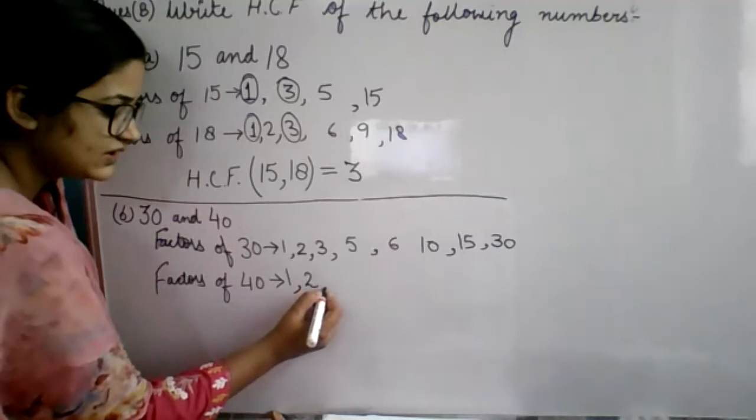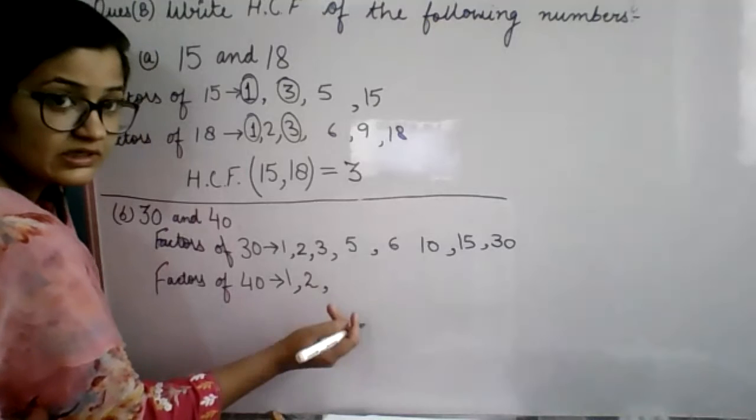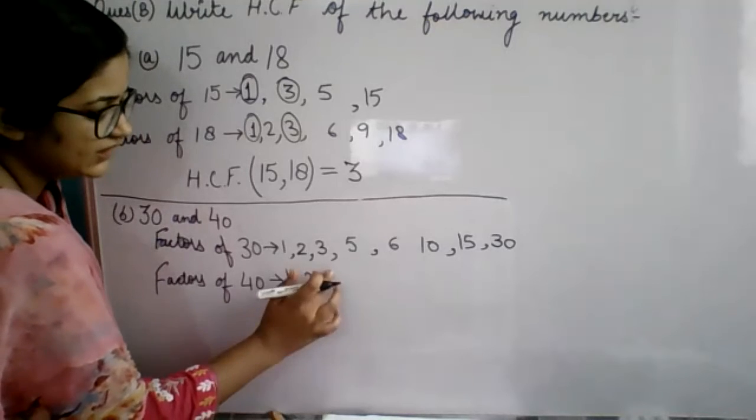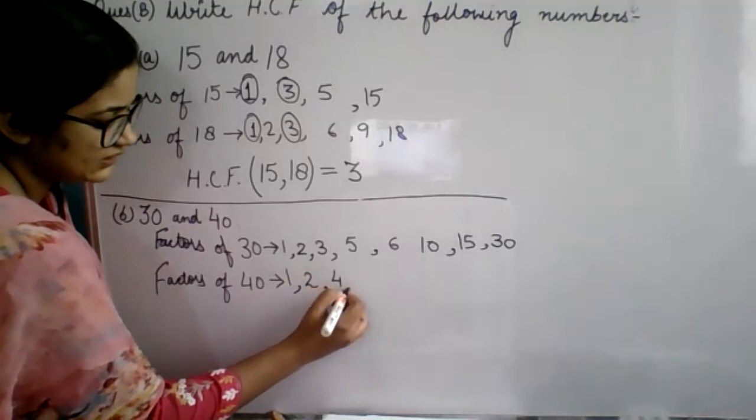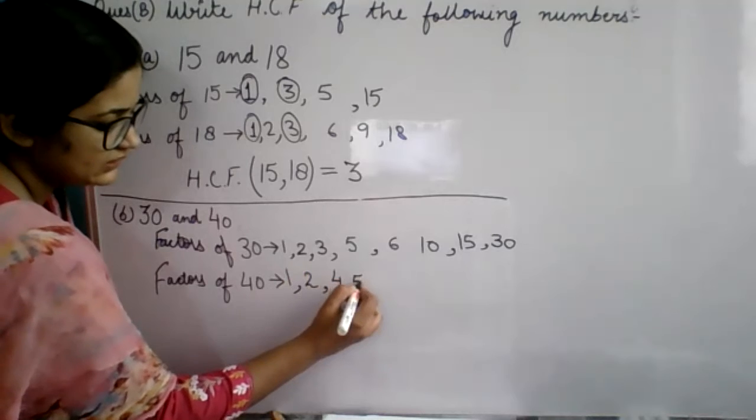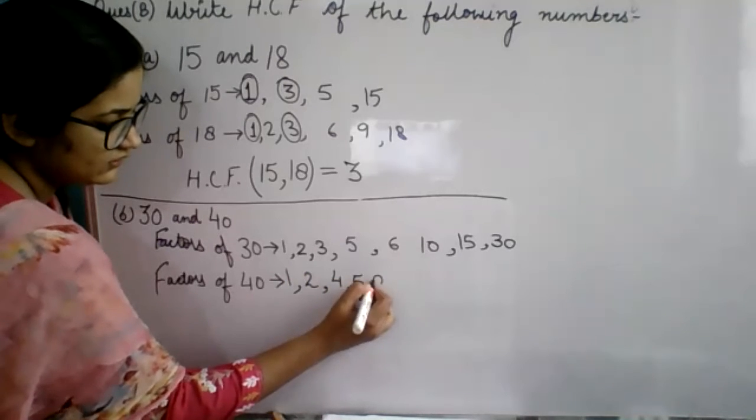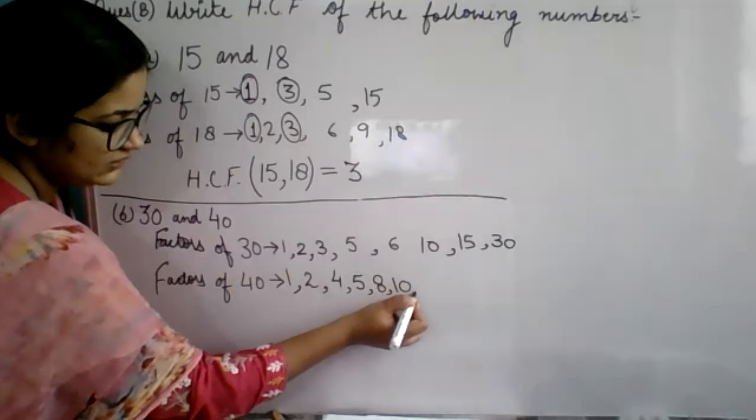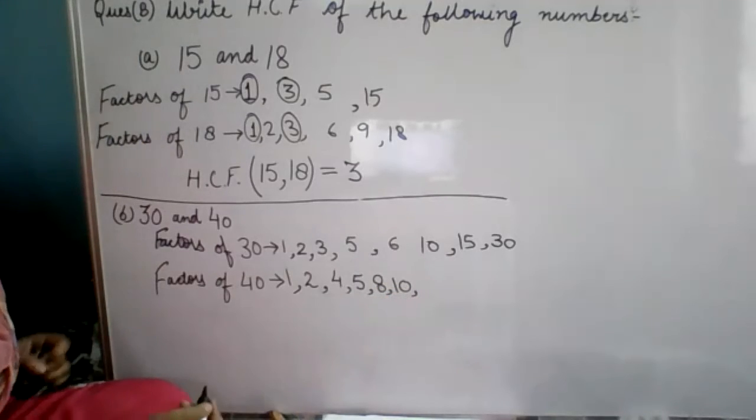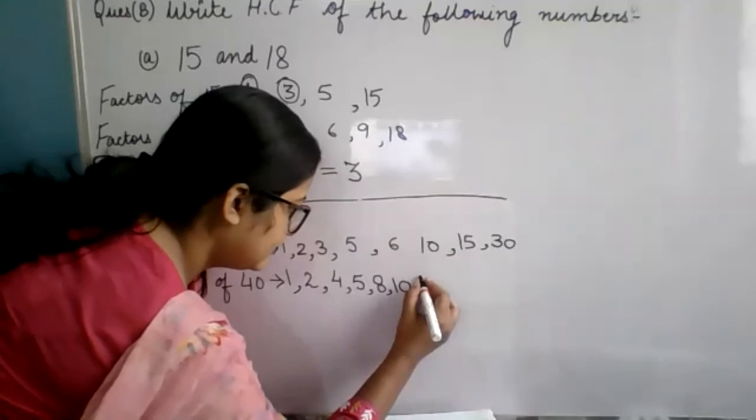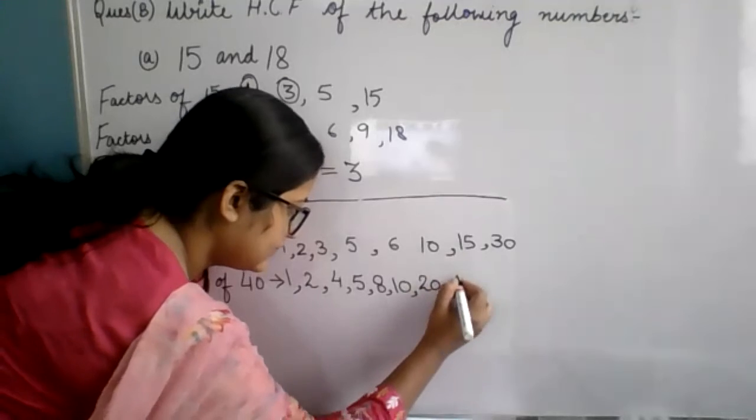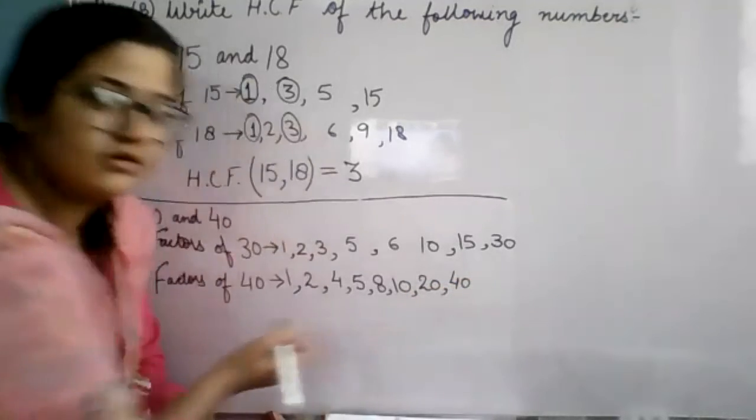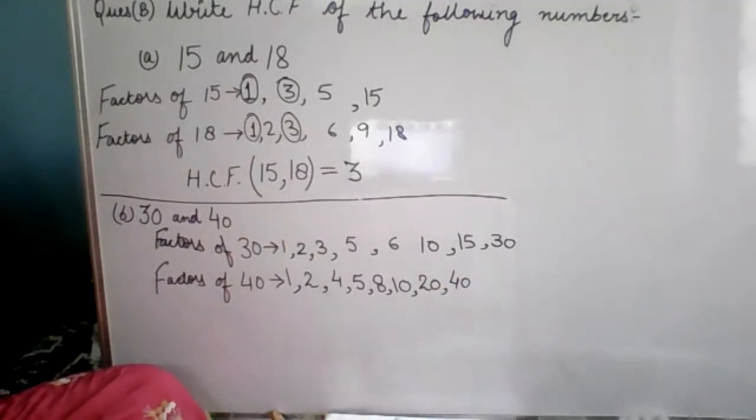Then 2, yes ma'am. Then 4. Then 5. Then 8. Good. Then 10. Good. Then 20. Good. And 40, ma'am. Very good. Okay. Now we will take out the common ones.